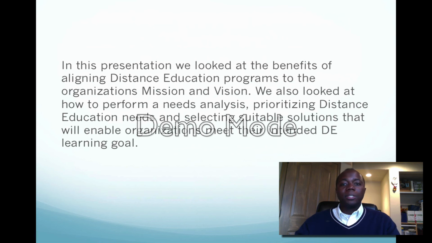Finally, in this presentation, we looked at the benefits of aligning distance education programs to the organization's mission and vision. We also looked at how to perform a needs analysis, prioritizing distance education needs, and selecting suitable solutions that will enable organizations meet their intended distance education learning goals.